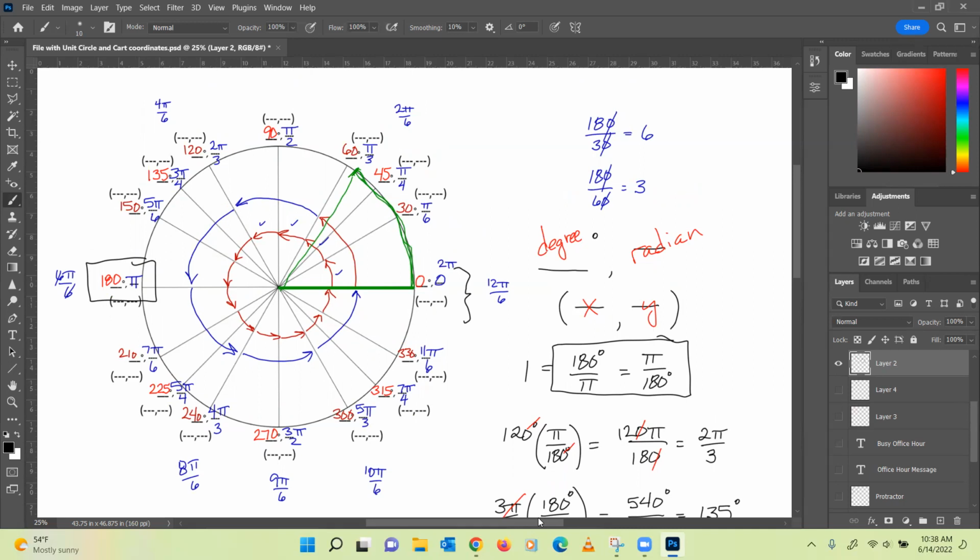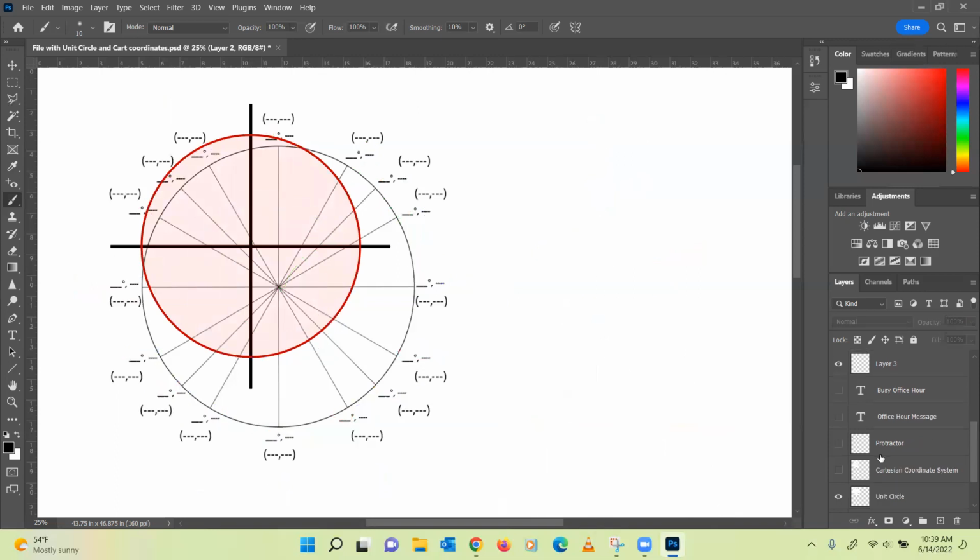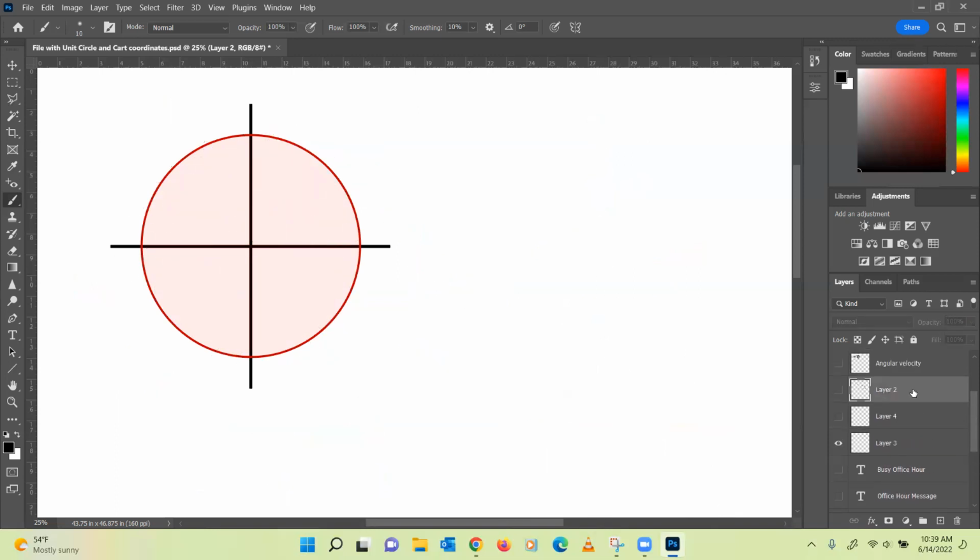So that's our unit circle. Now we'll populate those ordered pairs in a bit. For now, let's leave the unit circle for it. Let me hide that so it's not in the way too much. Okay, so back to our original circle here.